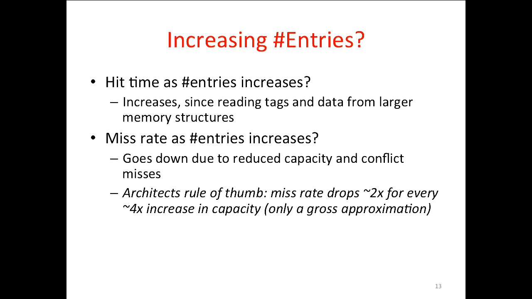So if you basically want to halve your miss rate, you have to make your cache 4 times bigger. And nobody knows why this is. It's just when people look at programs running, this is kind of what falls out. There's kind of this power law relationship that a 4x improvement in cache size gives you a 2x reduction in miss rate. And so that's why at some point it doesn't make sense to keep growing your cache. You have to make it really big to get a small reduction in miss rate.